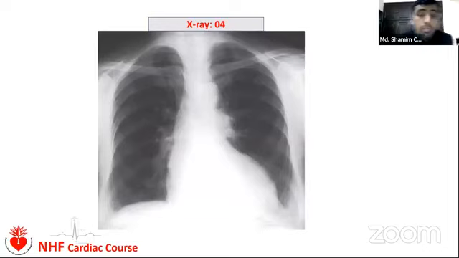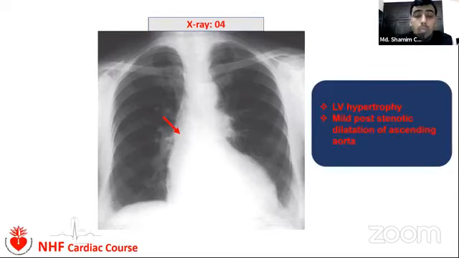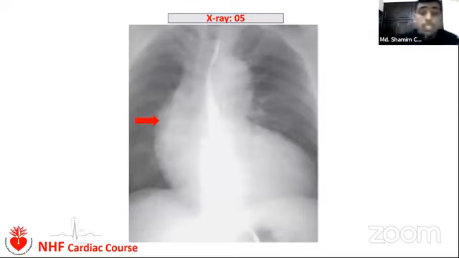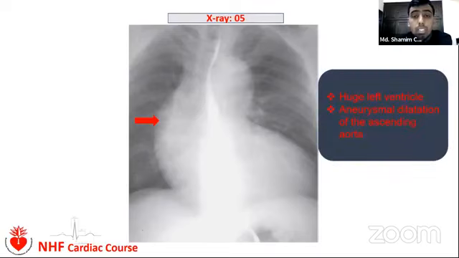Now in my next X-ray, there is an LV type apex, the cardiac shadow is mildly enlarged with an obtuse left cardiophrenic angle, with some post-stenotic dilatation of the ascending aorta. So probably this is a case of aortic stenosis with LV hypertrophy. In my next X-ray, there is obvious cardiomegaly with aneurysmal dilatation of the ascending aorta with unfolding of the aorta. So this is a case of aortic regurgitation. Probable causes could be Marfan syndrome or hypertension.